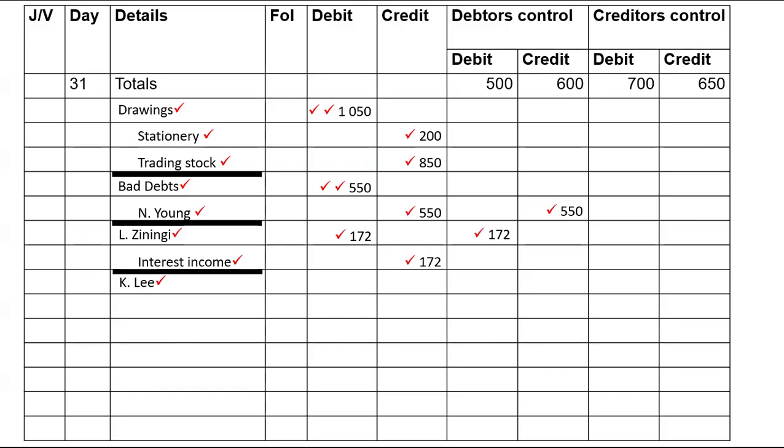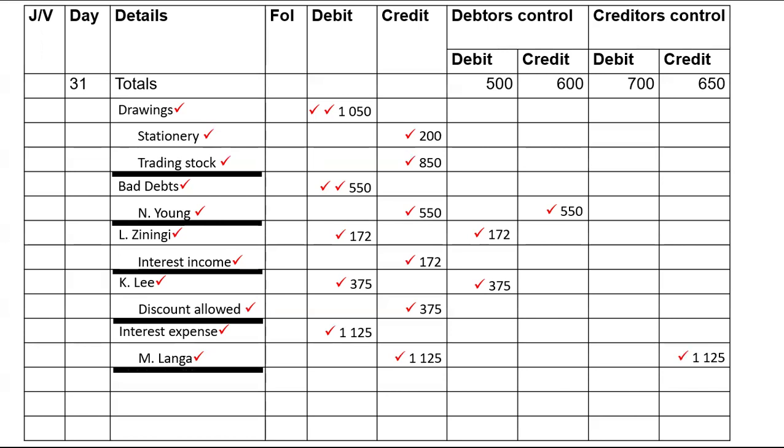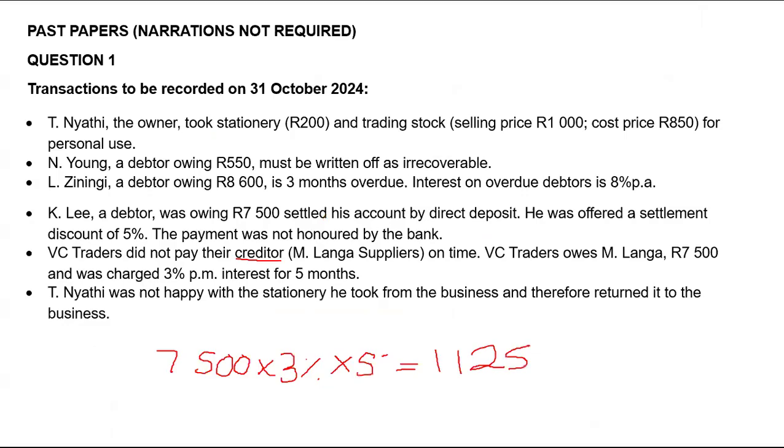We owe M. Langer more because M. Langer charged us interest for 5 months. But because M. Langer is a creditor, we will also credit creditors control. Underline to show that the transaction is complete. Last one.